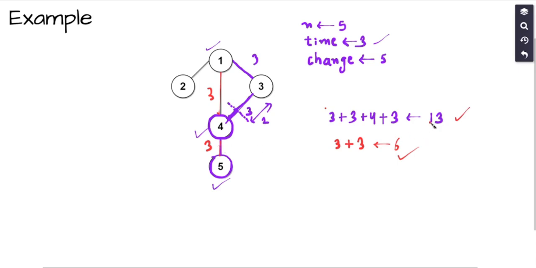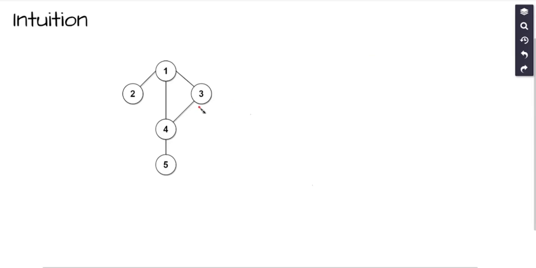So what we want in this problem is the second minimum time to reach the destination node starting from the source node 1. Hence 13 is my answer for this particular test case. So how would I solve this problem? What is the intuition? What is the logic behind it? Let's see that.